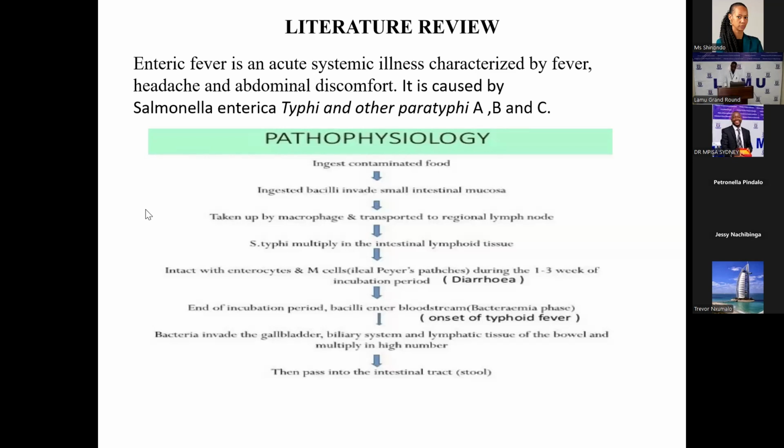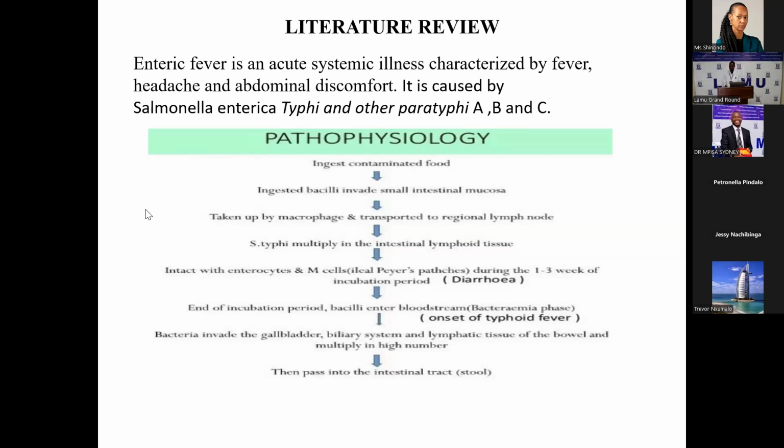After ingestion, the bacilli invade the small intestinal mucosa. The bacilli move to the small intestine, in the ileum, after having survived the acidic environment of the stomach. From there, it is then taken up by macrophages and transported to the regional lymph nodes.